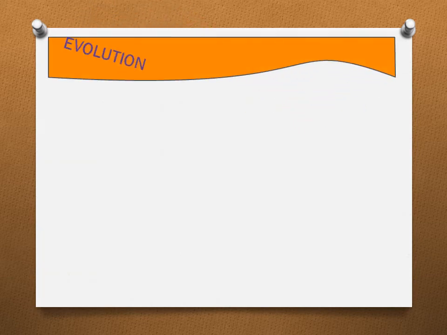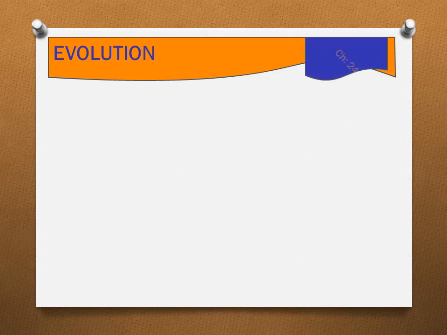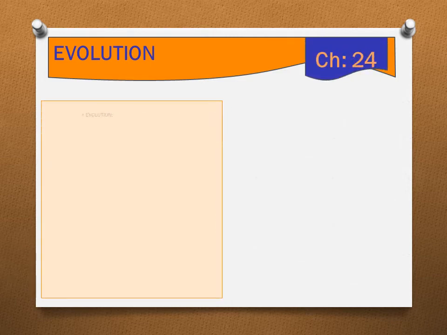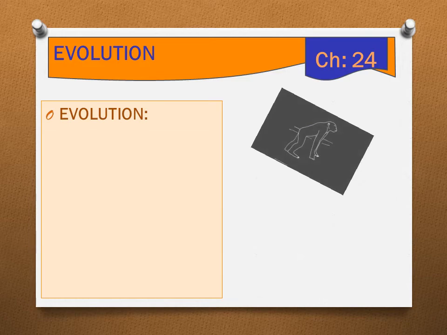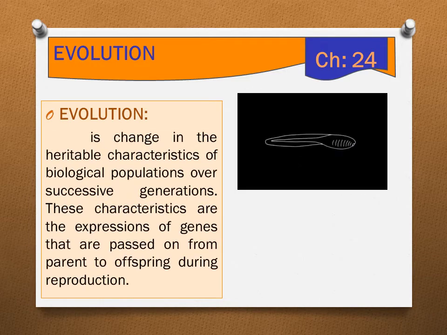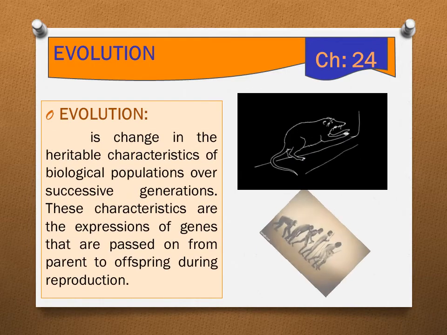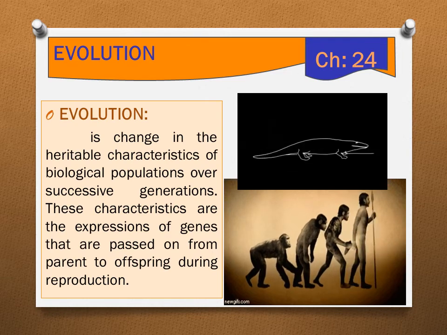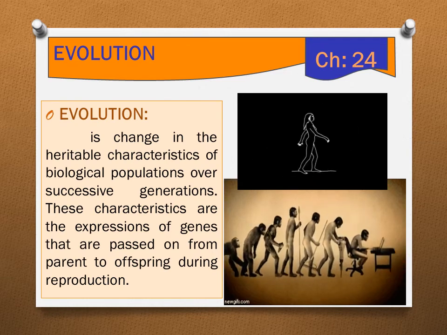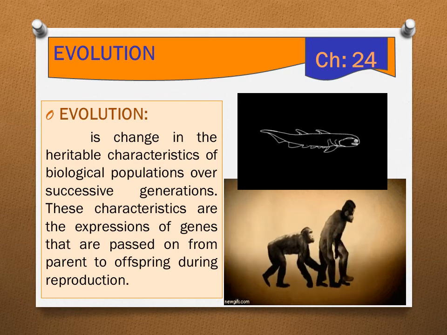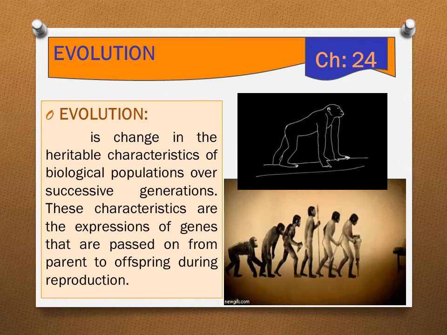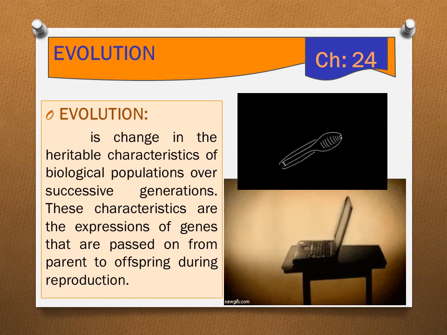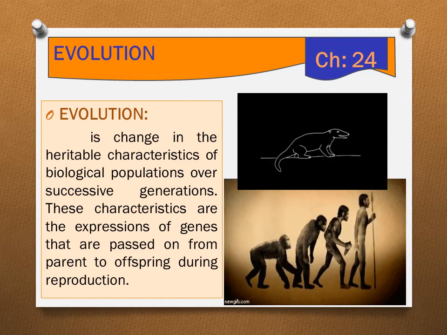Evolution. Slow, gradual developmental changes in living things over a long span of time are called evolution. And these characteristics are the expressions of genes that are passed on from parent to offspring during reproduction.